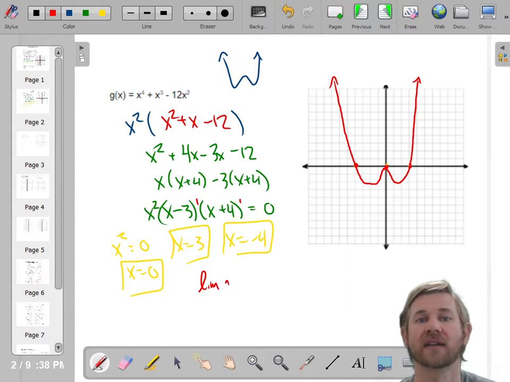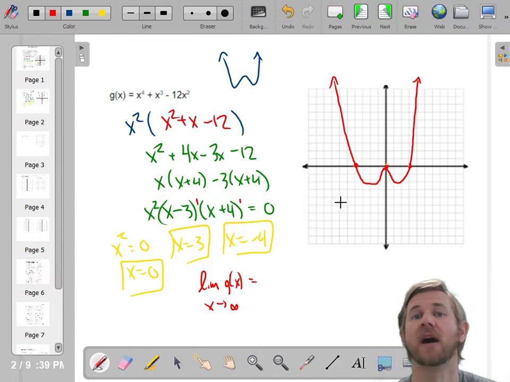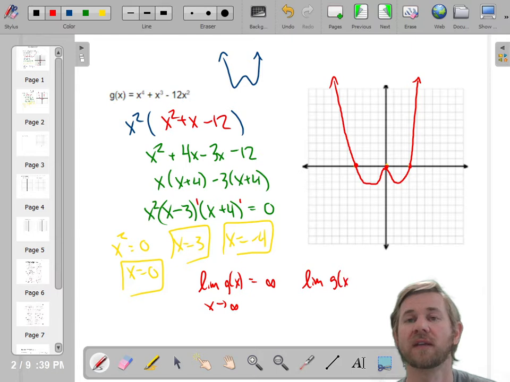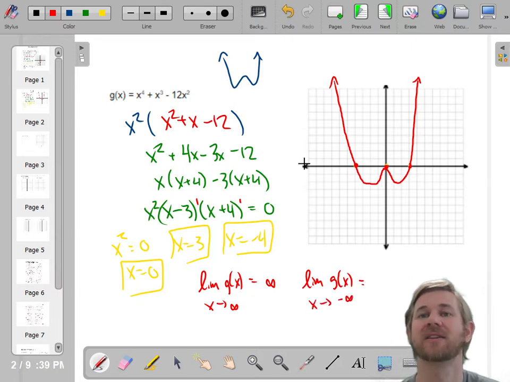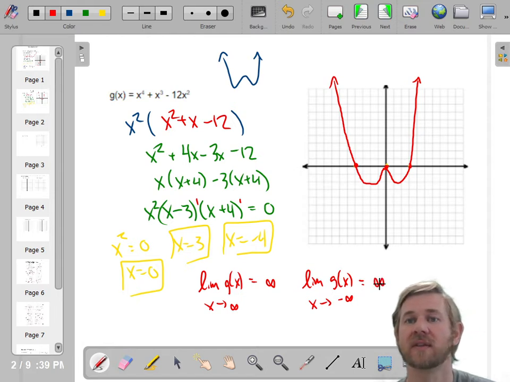So this is g of x. The limit of g of x as x goes to infinity. As you go to the right, as x goes to infinity, y goes up, so this will equal infinity. And then I'll do the same thing for the other endpoint. X goes to negative infinity. As x goes to the left, that's what this is saying. X goes to the left, y is going up as well, so that's also positive infinity.